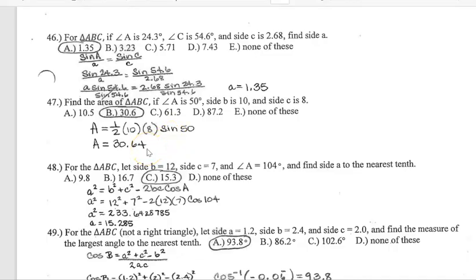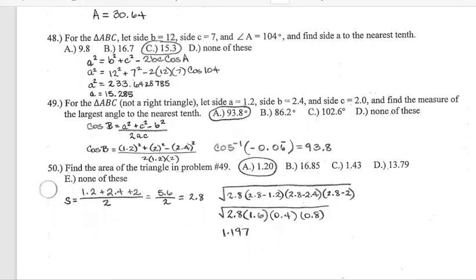All right, then when I get to 48, it says B is 12, C is 7, and A is 104. I do not have a pair of anything, so I'm going to have to use law of cosines. Now, if you look on your formula sheet, there are 6 different law of cosines formulas. The way that I know which one to use: all 6 of them have side A, side B, side C in them, but each of them only has one angle in it. So the angle is the key.